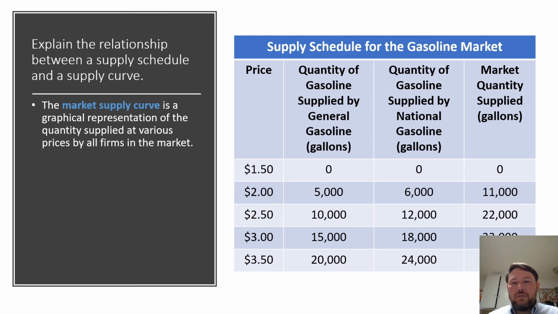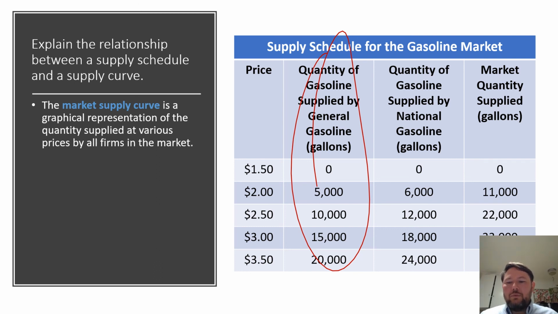We're going to take different firms. This time we're going to keep with General Gasoline. As is usually the case, across the corner on that intersection is National Gasoline, and they are going to be supplying gasoline as well. So if we look at our supply schedule here, we've already looked at General Gasoline and what that supply curve looks like. Now we're going to note that we have National Gasoline here as well. And they, like General Gasoline, are not providing any gas at $1.50.